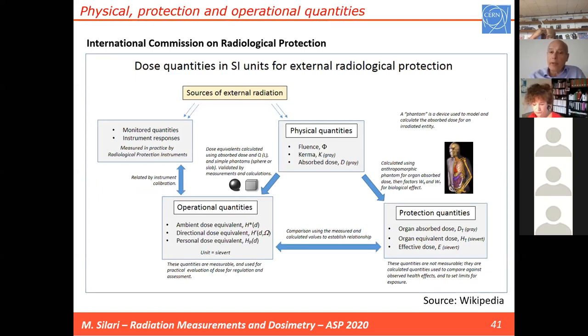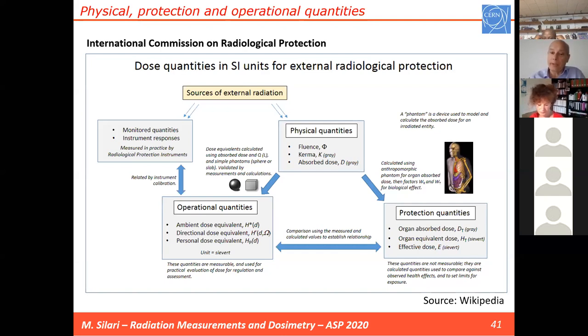Now, the quantities we're dealing with in radiation protection are of three classes: physical, protection, and operational. Physical quantities are the quantities that instruments measure. You can measure the fluence of particles crossing a surface. You can measure the rate, for instance, of interaction of a certain type of radiation with a gas or a detector. You can measure the absorbed dose in a calorimeter. This is what you can measure. You cannot measure protection quantities.